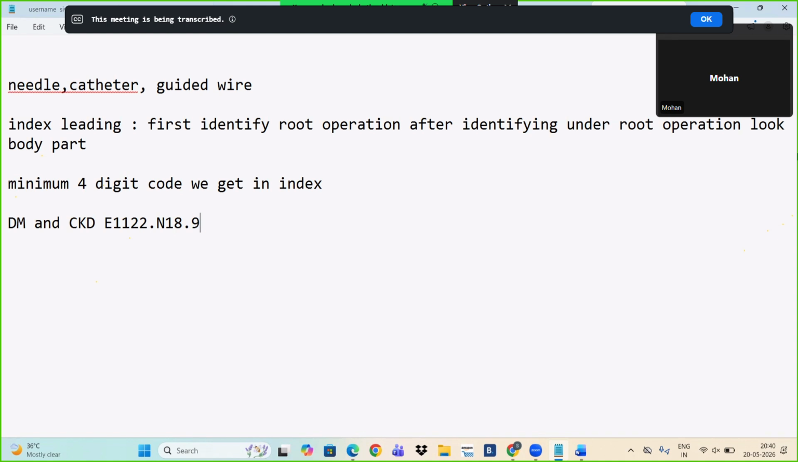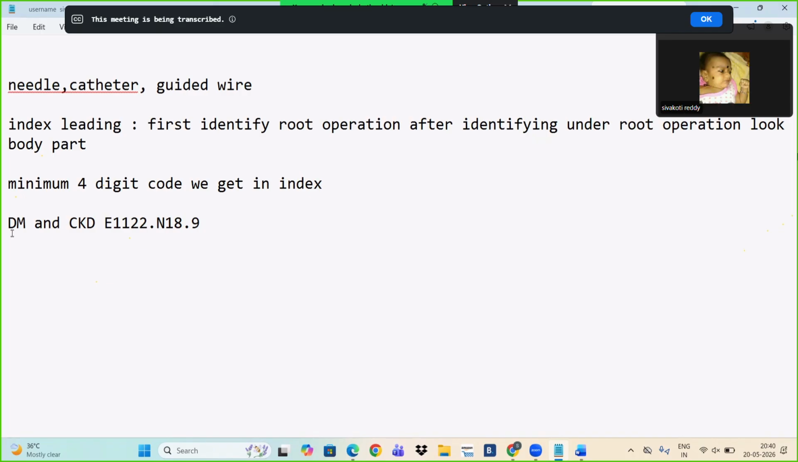If the patient is taking long-term drugs, that also falls under secondary diagnosis. All are secondary diagnosis only: long-term medication, social history like smoking status and alcohol status, and surgical history. All we need to consider as SDX only. The chief complaint will be the PDX, right?